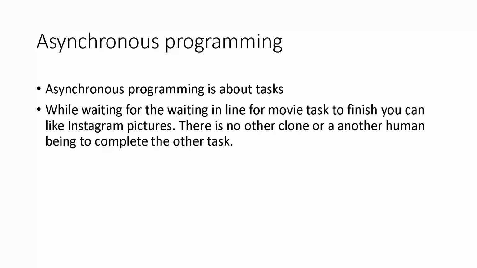While asynchronous programming is about tasks. While waiting in line for the movie task to finish, you start liking Instagram pictures. That is the second task. There is no other clone or a human being to complete the other task. You are doing it all by yourself. And that is an example of asynchronous programming, and that is the main difference between them. In multi-threading, you focus on the workers, that is you and your clone, and in asynchronous programming, you focus on the tasks, that is the movie task and the Instagram task. There is no other thing to help or any other thread to help.